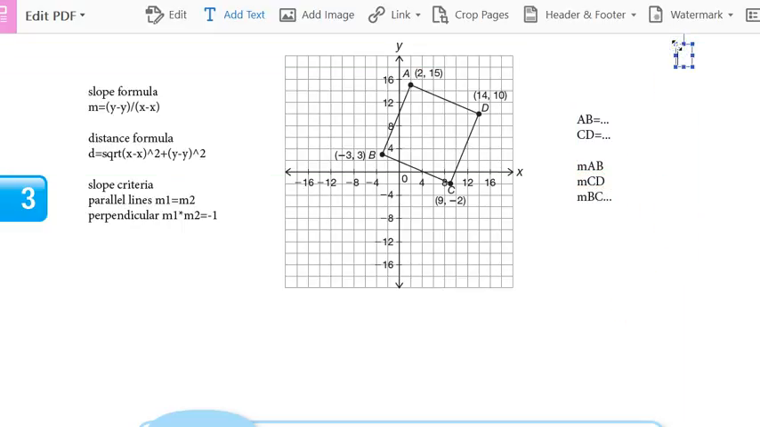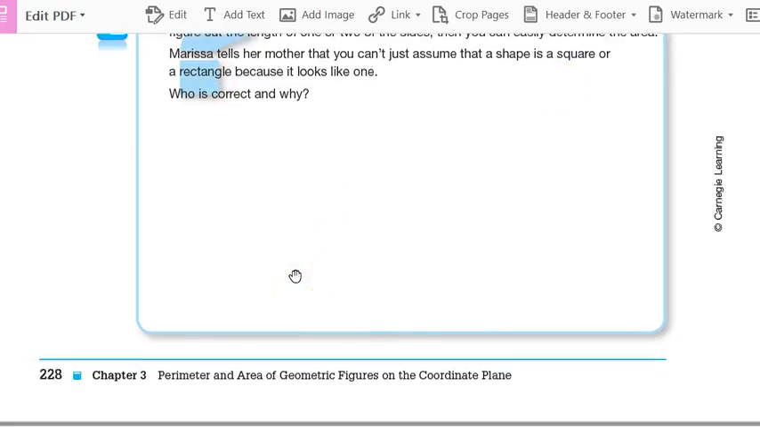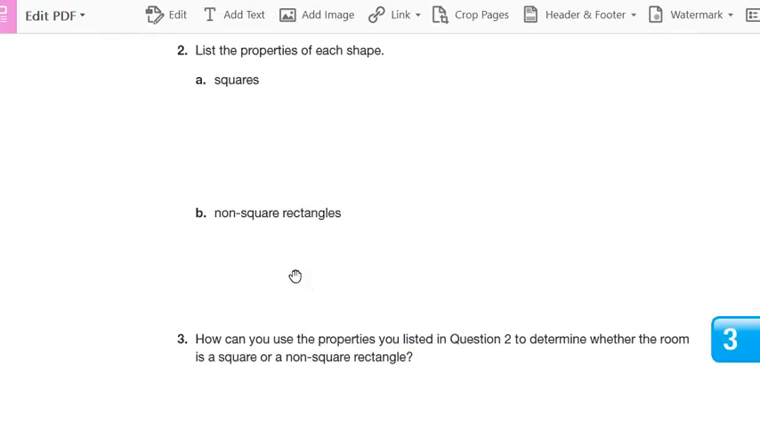Now, next, let me get this moved on. Here Marissa's mom says the room is obviously a square or a rectangle. If you can figure out the length of one or two sides, you can determine the area. That is not necessarily true. Marissa says you can't just assume a shape is a square or rectangle because it looks like one. She is correct. You have to verify that it actually is a square or rectangle.